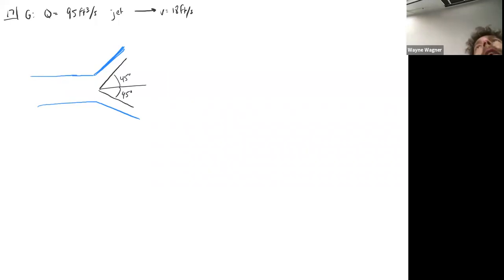Both streams have a final average speed of 18 feet per second. So we've got 18 feet per second coming in here, and 18 feet per second leaving. Disregarding gravitational effects, so there's no gravity here. I guess g equals 0.